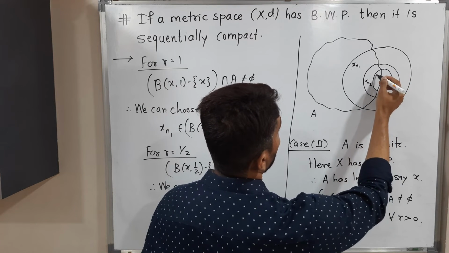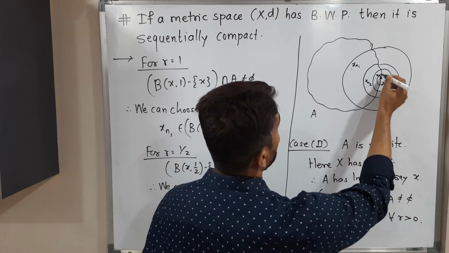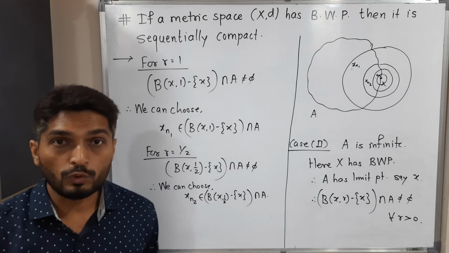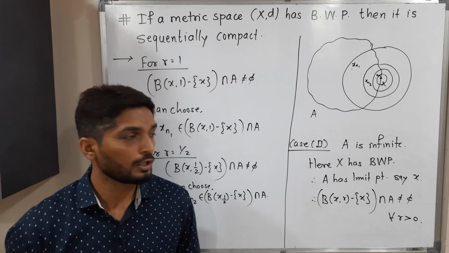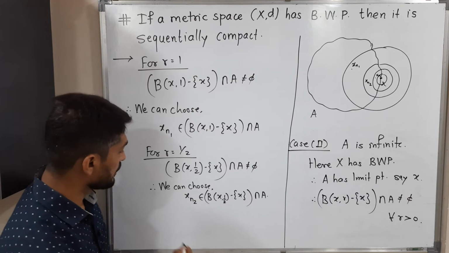This time you can choose one point xn3. Again I can reduce the radius 1 by 4, xn4. So you can repeat this procedure infinitely many times. So let me write in general.